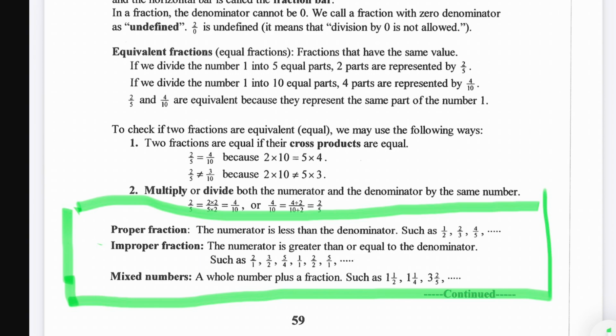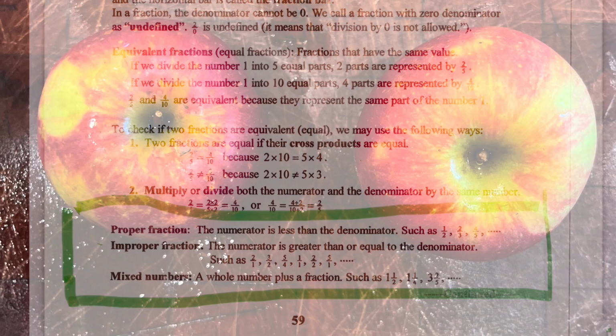So far, we have looked at proper fractions, where the numerator is less than the denominator, such as 1/2, 2/3, 4/5, etc. An improper fraction is where the numerator is greater than or equal to the denominator, such as 2 wholes, 3 halves, 5/4, 1 whole, 2/2, 5/1, etc.